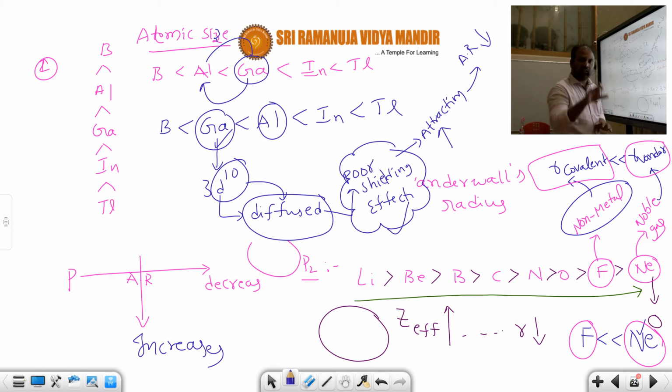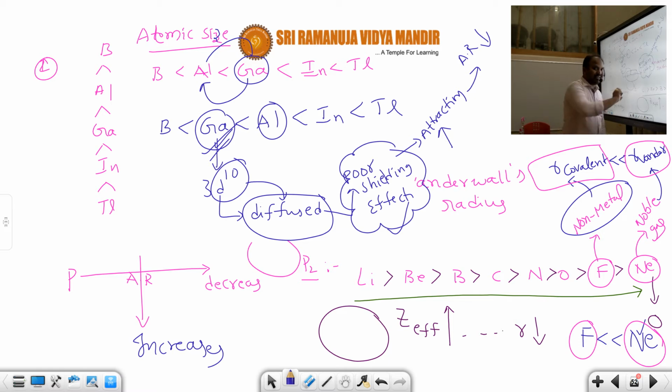What is poor shielding effect? The inner electrons do not protect the outermost electron. When the inner electrons do not protect it, the outermost electron is strongly attracted by the nucleus. So the attraction force on the outermost electron is very high. That's why the distance decreases, and the atomic radius decreases. So gallium has a smaller atomic size than aluminum.